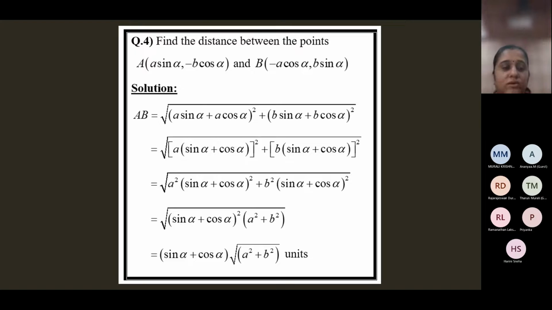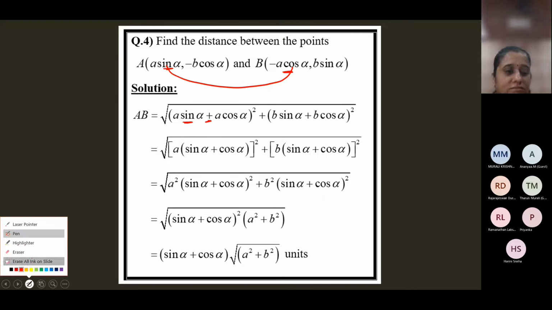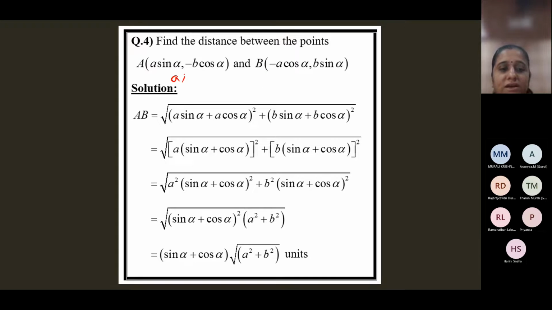Yeah, I think I also gave you this one. So here, see here, difference between the x coordinates, the whole square. So see here, I've written this one first. A sine alpha. Difference, right? So minus a cos alpha. So minus into minus is plus. Plus a cos alpha, the whole square. You'll have to subtract these two. So what is it actually like? It will be a sine alpha minus a cos alpha, the whole square. So minus into minus is plus.